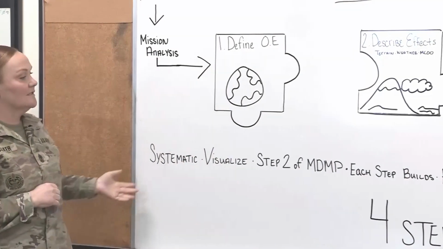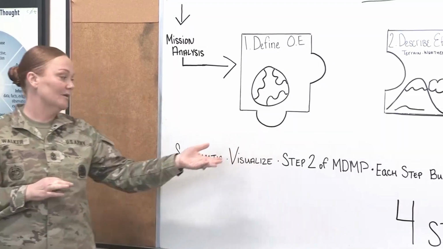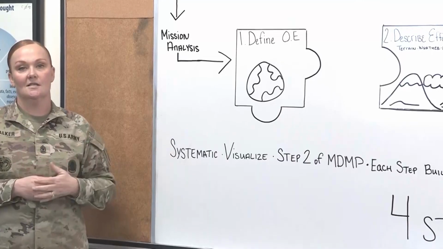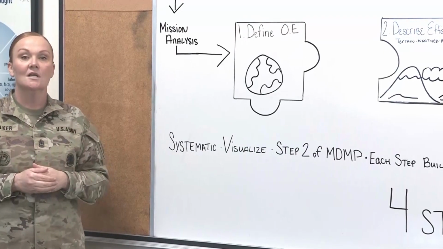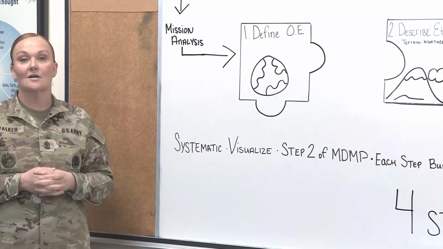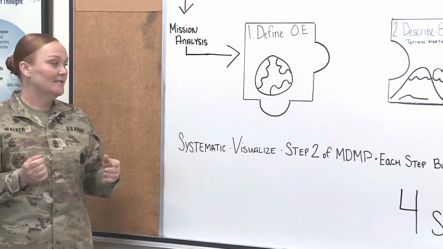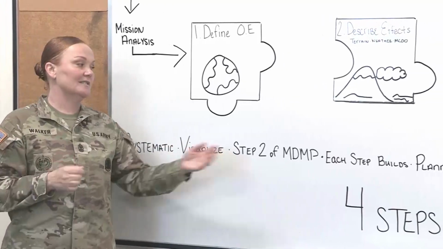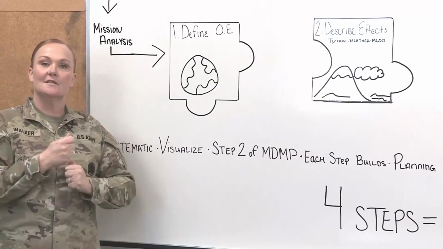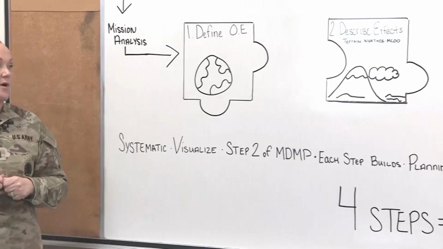Now, as you can see at the bottom of the screen, there are some key points here about IPOE. First, understand it's systematic. It's an ongoing process, and the whole key of IPOE is to help not only the commander, but the staff visualize the battle space across time and space. Secondly, IPOE sits as step 2 of MDMP. That's where we first see it. And each step is going to build on the other to help the planning process.